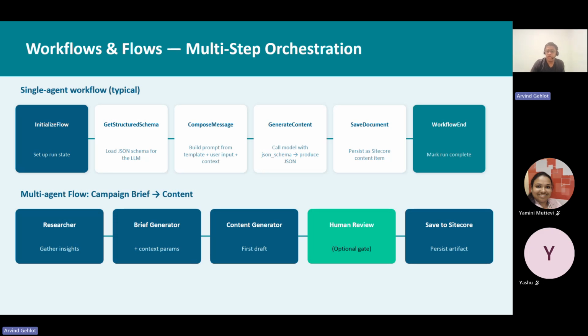Then flows are for multi-stage jobs. Like the brief to content flow is a classic: the researcher feeds the brief generator, which feeds the content generator, then optionally a human review before save. Each agent stays narrowly focused. That is the key insight. And spaces give you a single view of the entire flow run: research, artifact, brief, and final content all in one place.